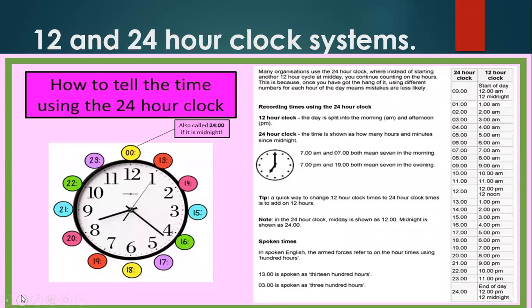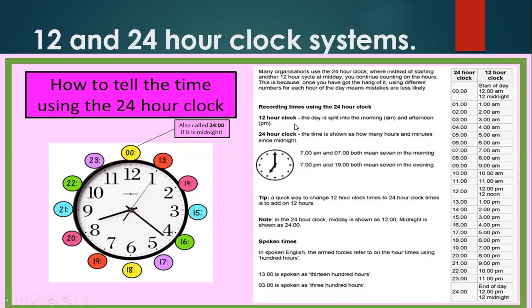So if you look at our slide here, 12 and 24-hour clock system, many organizations use the 24-hour clock system, where instead of starting another 12-hour cycle at midday, you continue counting on the hours. The difference is that after reaching midday, in 12-hour clock system, you will start recounting another cycle of 12 hours. But if you're using 24-hour clock system, you continue until you reach the 24-hour clock mark. That is the end of a day. Remember, one day is 24 hours.